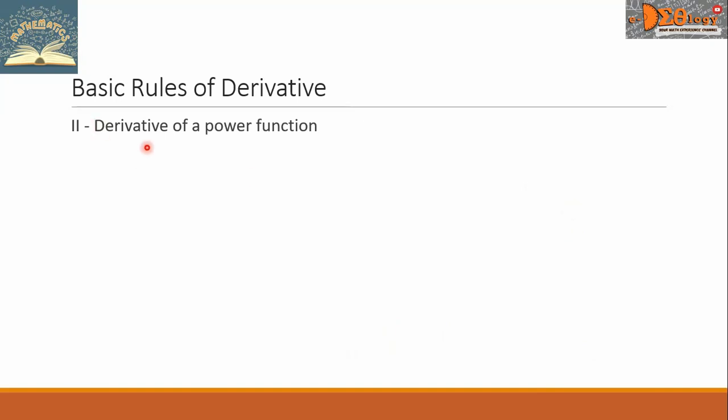Rule number 2. This is the derivative of a power function. We have d over dx of x raised to n, and this is equal to n times x raised to the power n minus 1, provided that n is not equal to 0. Let us see some examples.